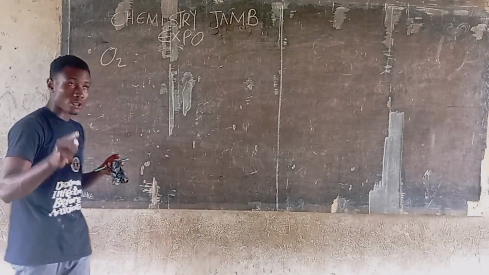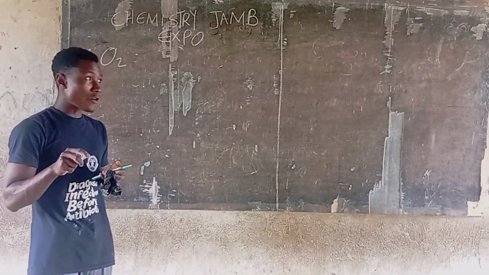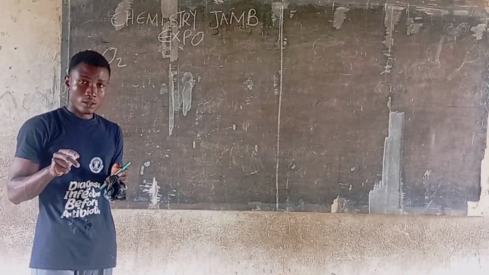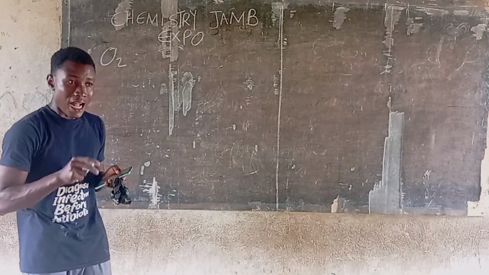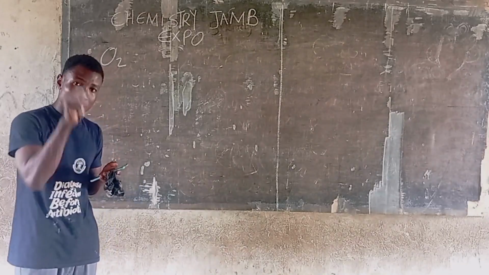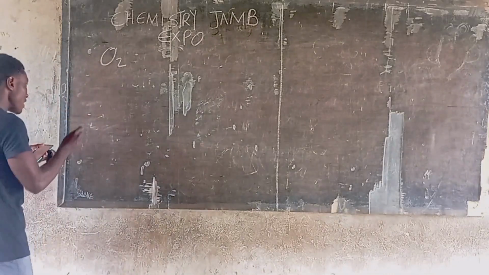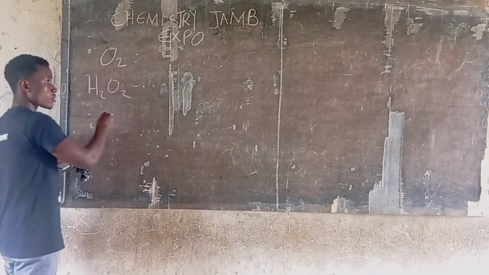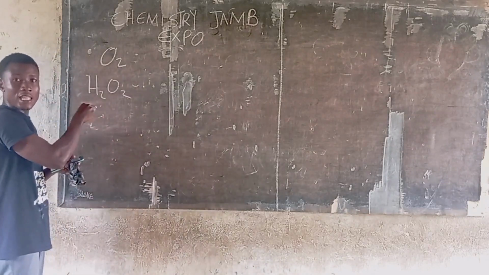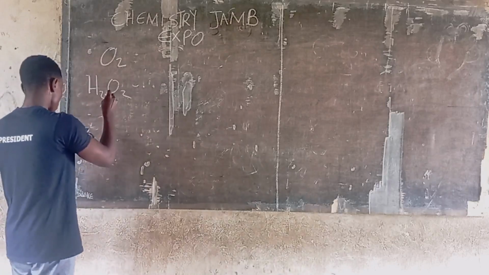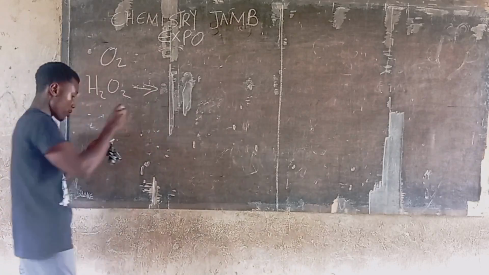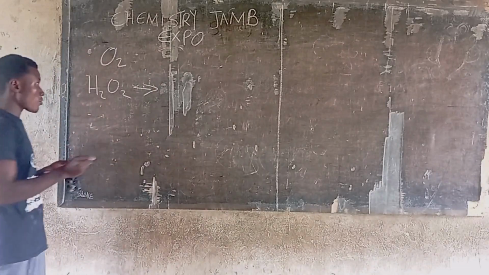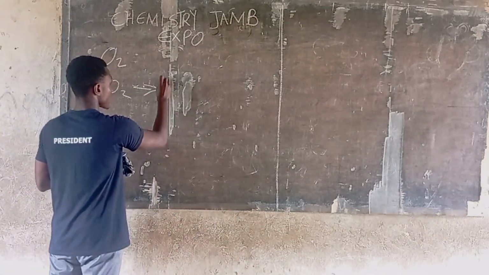When I say decomposition, note that decomposition is a type of chemical reaction. Yes, it's a type of chemical reaction. And decomposition simply means the breaking down. So when we say decomposition of hydrogen peroxide, note hydrogen peroxide is H2O2. This is hydrogen peroxide. So the breaking down of this hydrogen peroxide, first of all, we are going to get water and our oxygen gas.